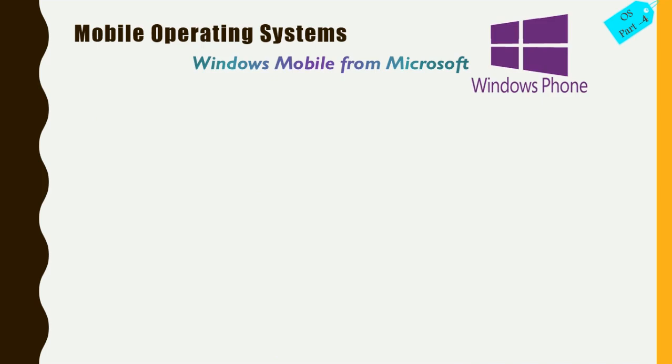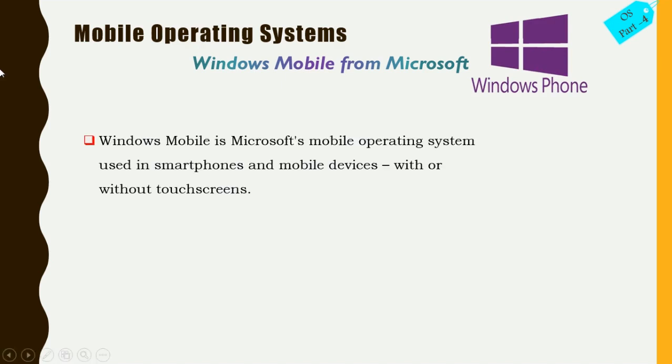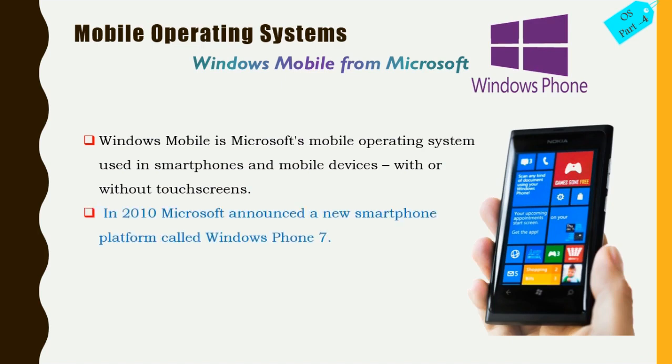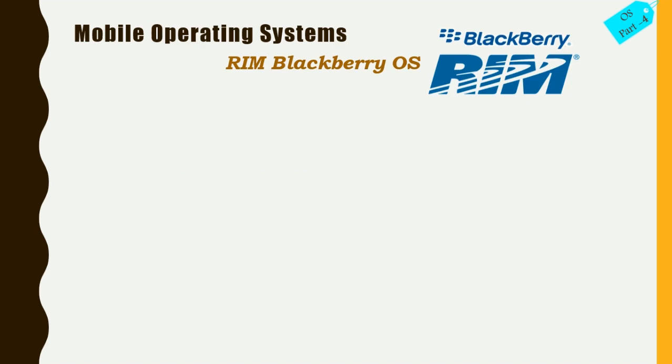Now let's discuss Windows Mobile from Microsoft. Windows Mobile is a Microsoft mobile operating system used in smartphones and mobile devices with or without touchscreens. In 2010, Microsoft announced a new smartphone platform called Windows Phone 7, and this operating system provides all the facilities required for our smartphones. Next mobile operating system is RIM Blackberry.